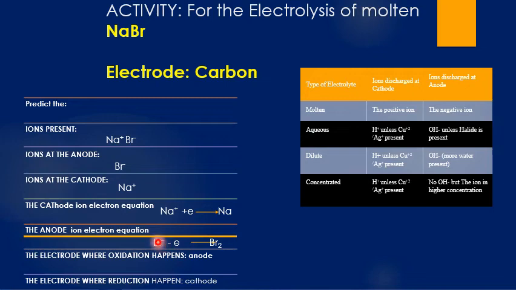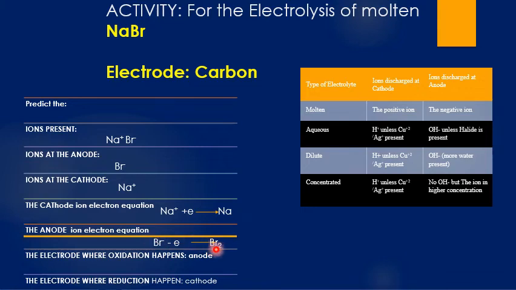Because remember, you have Br negative, you're just repeating the sign with the electron. It's going to balance it for you with the electron. So minus the electron gives you Br2. Now remember Br2, because bromine is diatomic.